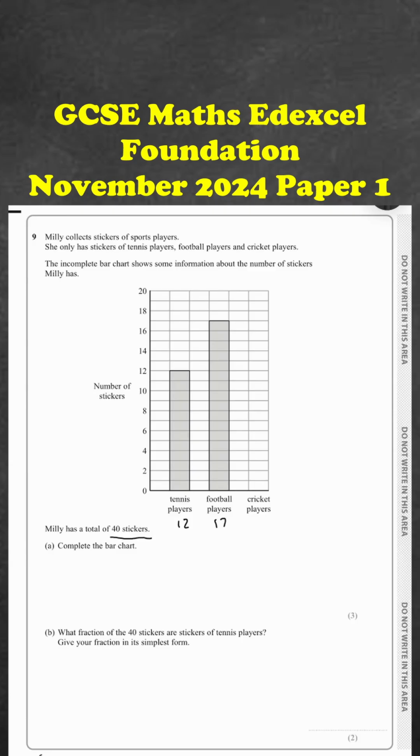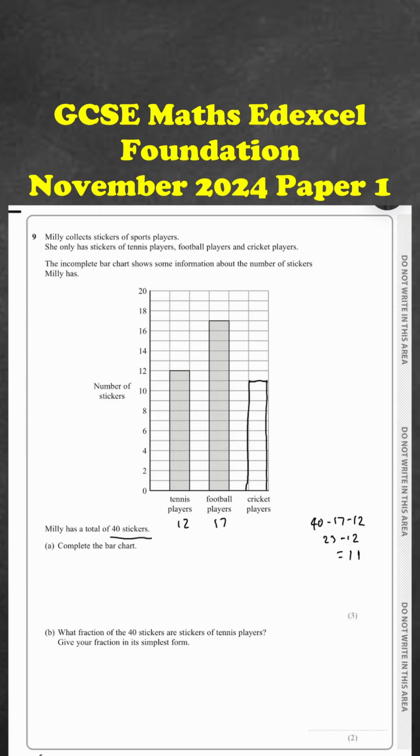we know she has 40 total stickers, so 40 minus 17 minus 12 is going to be 23 minus 12. She's going to need 11 cricket players, so what you're going to need to do is draw onto the bar graph at 11 in a similar way to what they've done. Use a ruler for this, please, in your exam. And there you go. That's your cricket players.